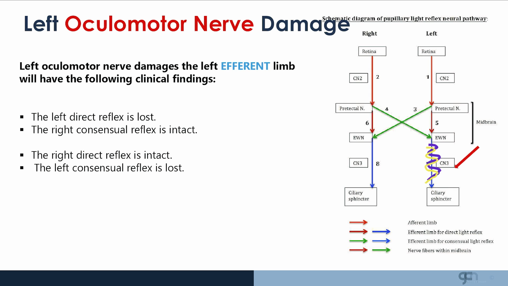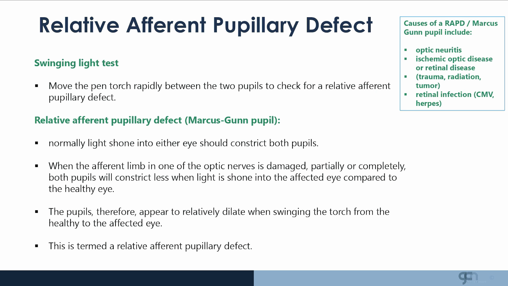Now let's shine light into the right eye of this same patient. You would expect that because the right optic and oculomotor nerve are working, you would have a direct response. However, when the right pretectal nucleus activates the left Edinger-Westphal nucleus, the damaged left oculomotor nerve will result in an absent left consensual reflex. So putting this information together, it's easy to understand a relative afferent pupillary defect.